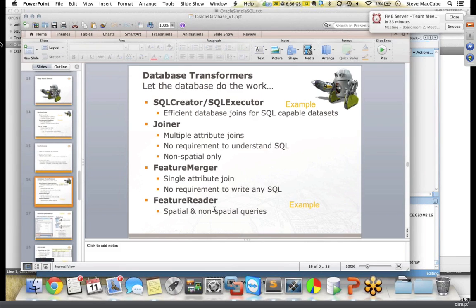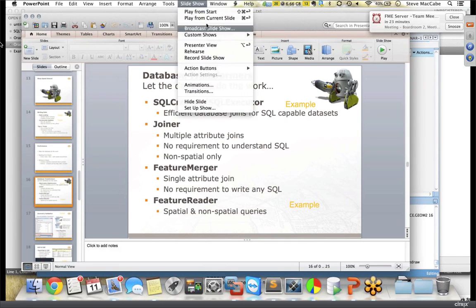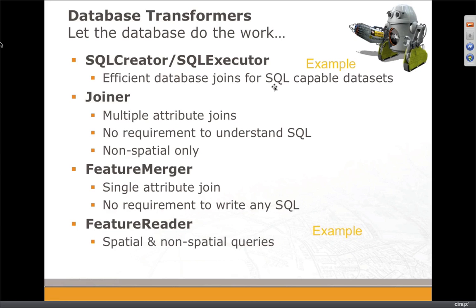No. Okay. So the feature reader is a very powerful transformer that allows you to read your data midstream in your workspace. For instance, you might have one Oracle table, or even a shapefile, that is a bounding area of what you're interested in, and you can use the feature reader to read just the features that fit within that bounding area. So you can do that kind of spatial relationship while you're reading the features in.